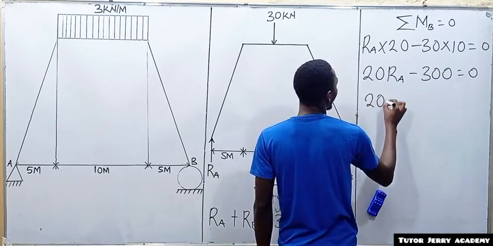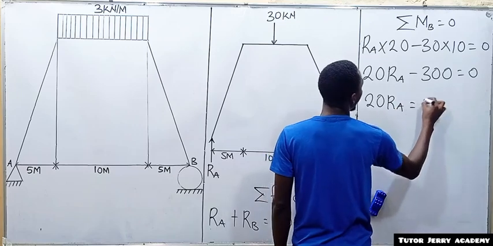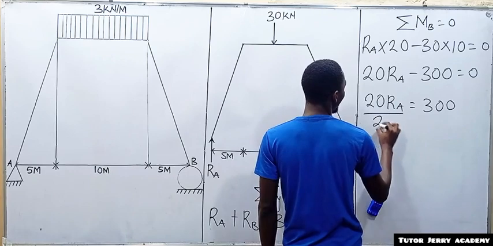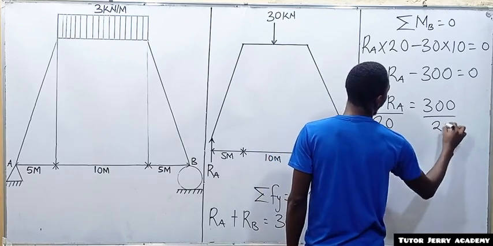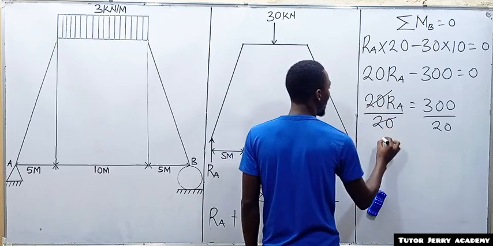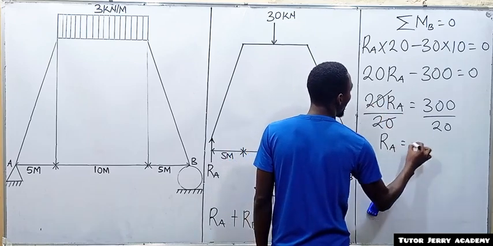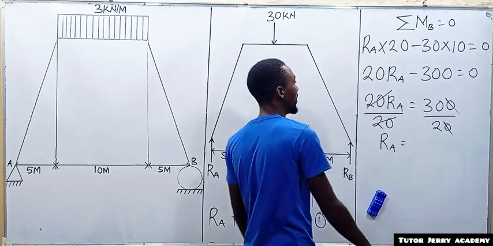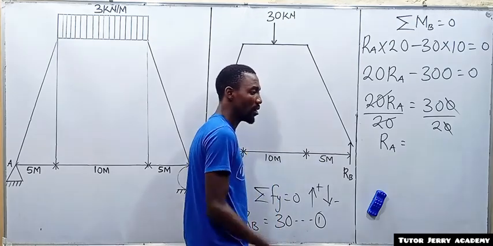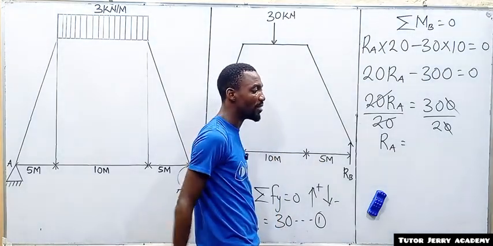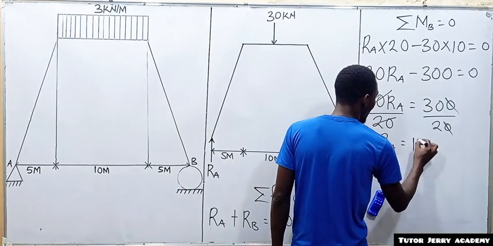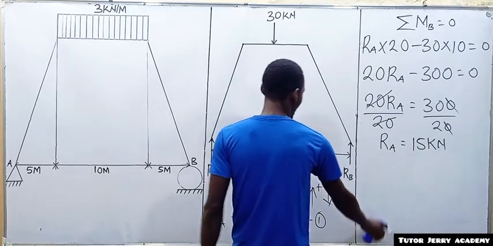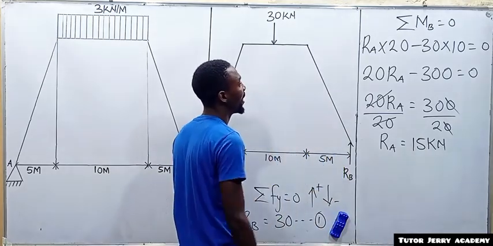So we are going to have 20 RA equals 300. If we want to get RA, we divide both sides by 20. So 20 will go with 20. Then our reaction at A will be equal to 30 divided by 2, which is going to give us what? It's going to give us 15 kilonewton. So we're going to have 15 kilonewton here.